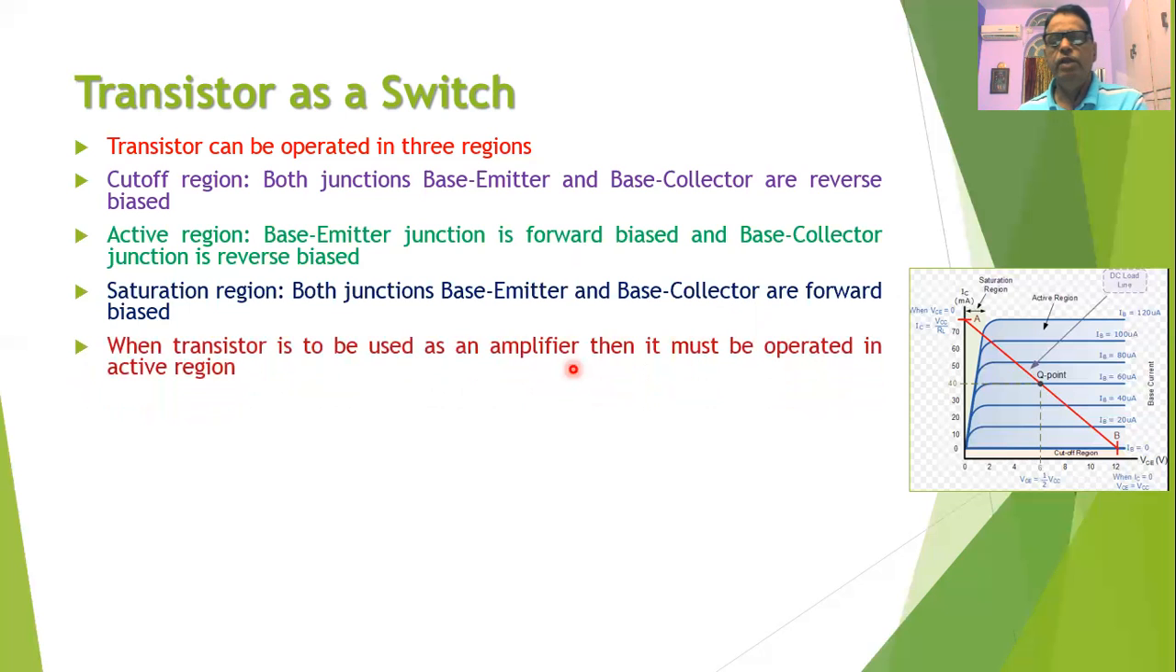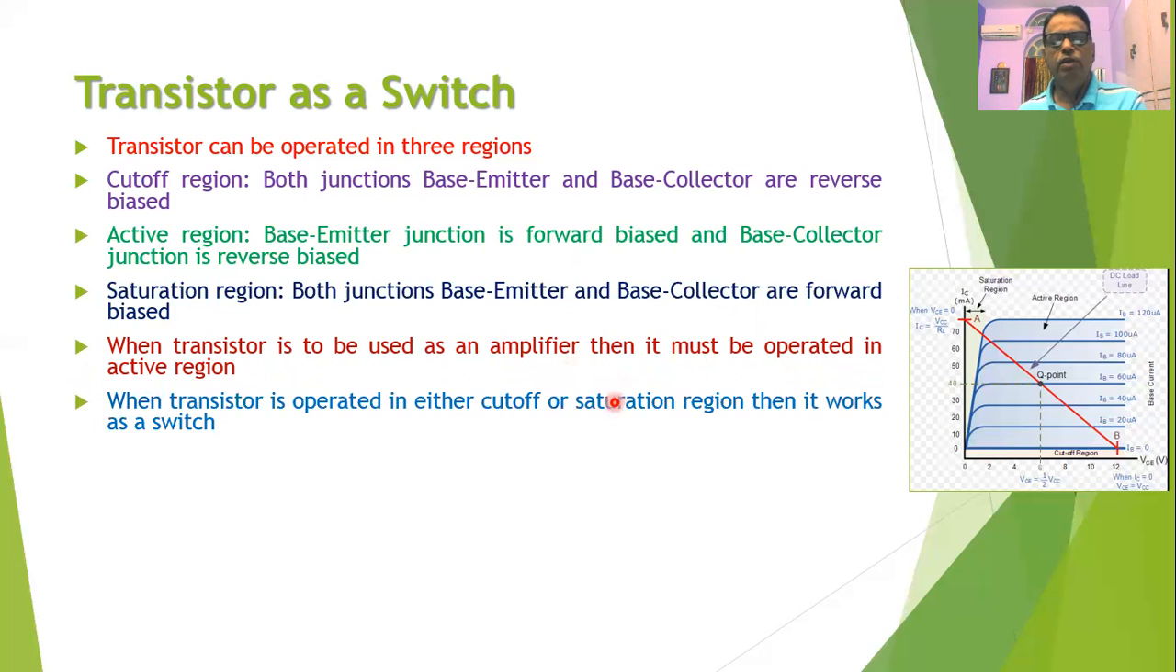Now, as I said, whenever we want to use the transistor as an amplifier, it is necessary that it should be operated in the active region only. So for this purpose, we will make the biasing arrangement to the transistor in such a way that the transistor will always remain in active region. But when the transistor is operated in cutoff region, or when it is operated in saturation region, then it no longer can work as an amplifier. In such a case, the transistor works as an electronic switch.